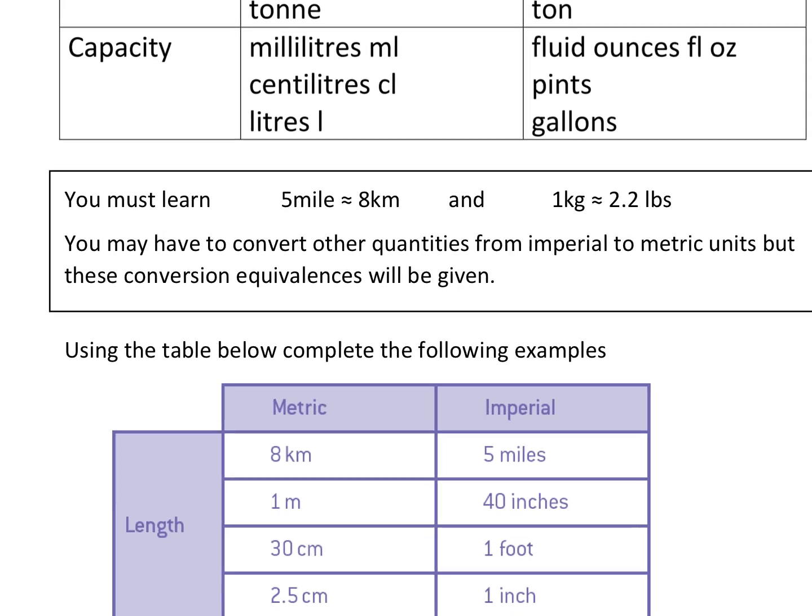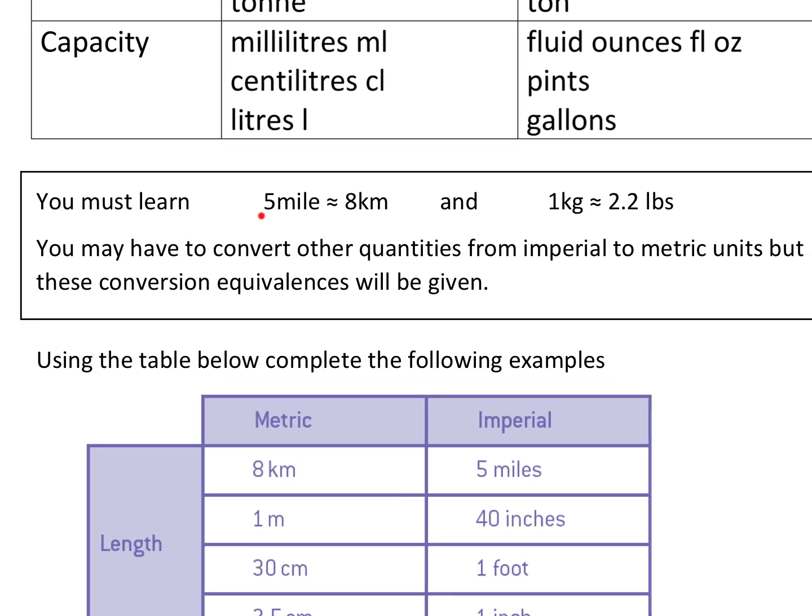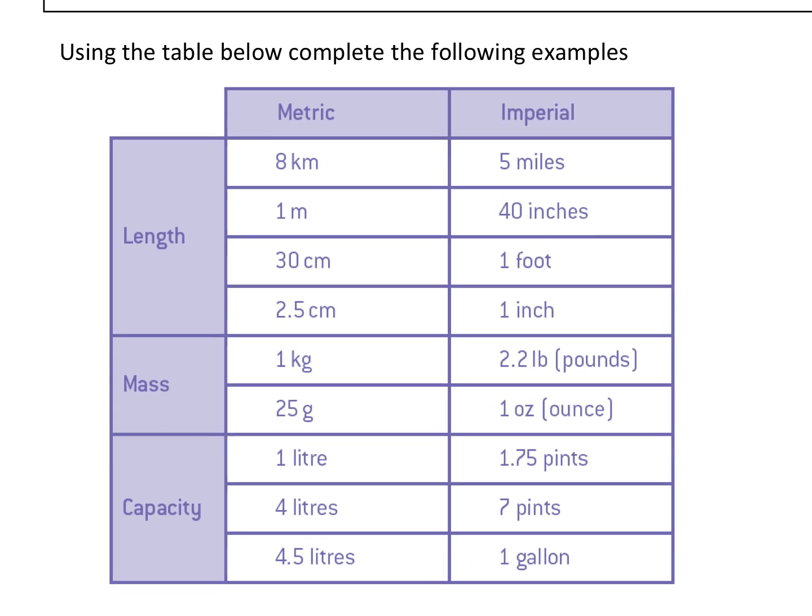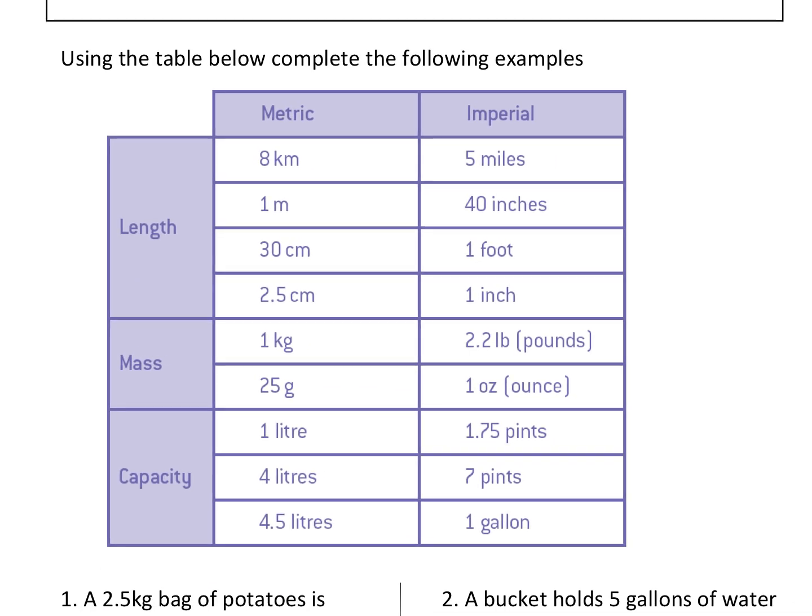Now you must know it going into your exam that 5 miles is approximately 8 kilometres and that 1 kilogram is approximately 2.2 pounds. Now you may have to convert other quantities from imperial to metric units, but these conversion equivalences will be given. So we've got a table here which gives you some examples, and they could use different approximate conversions as well, because they are only approximations. There are different ways you can compare metric and imperial depending on how precise you want to be. So let's get stuck in.